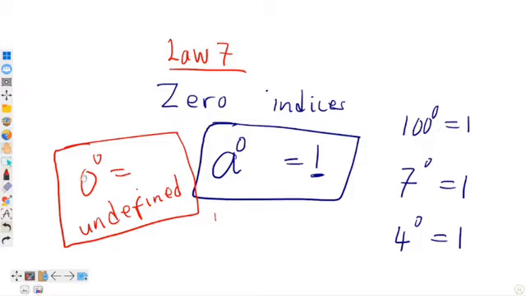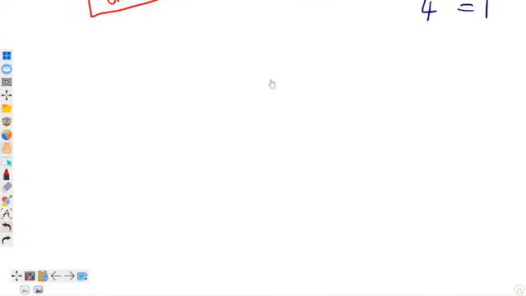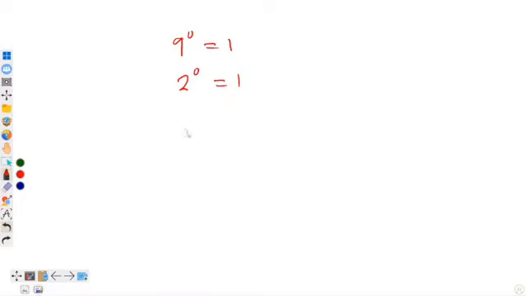That's the interpretation of law number 7. So I hope this one is not complicated. Examples, if you have 9 power 0, the answer is 1. Again, if you have 2 power 0, the answer is also a 1. If you have maybe 49 power 0, the answer is a 1. Any number raised to the power of 0 is equal to 1. Another example, you can have something like 8 power 3 divided by 8 power 3.